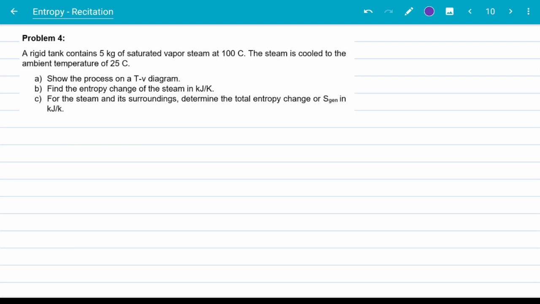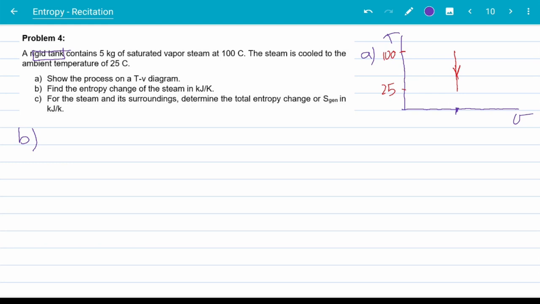Okay, so let's start with part A. If this is a T-v diagram, this is T, this is v. What we have is a process that is happening inside a rigid tank. Now, a rigid tank means that the volume is not changing. So whatever our volume is, it's not changing throughout the process. So this is 100 degrees, this is 25 degrees, this is our process. Now for part B, we are asked to find the entropy change of the steam.